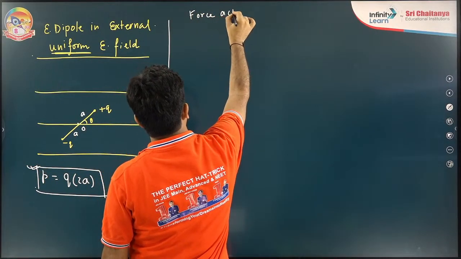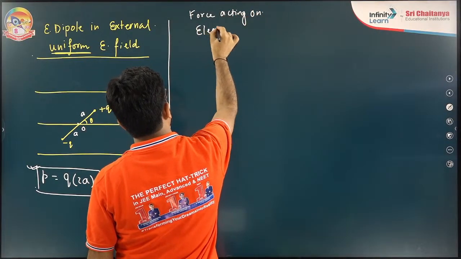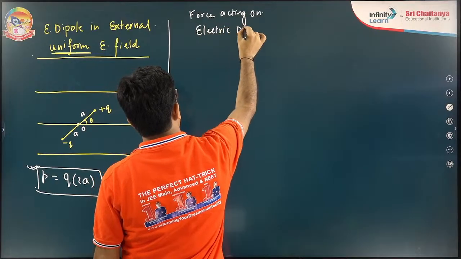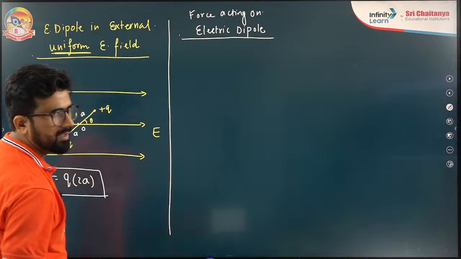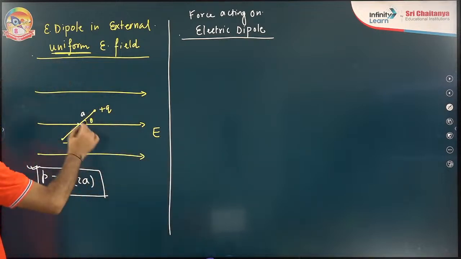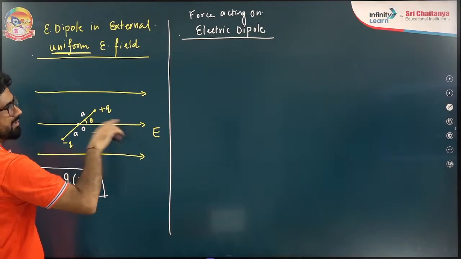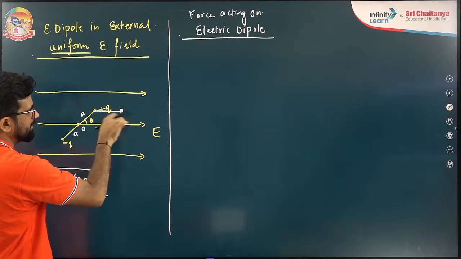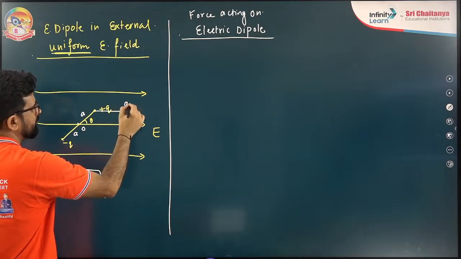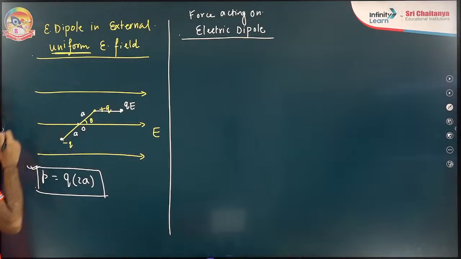Force acting on electric dipole, beta. This is the minus Q, this is the plus Q, and this is the field. On a positive charge, the force would be in the same direction as the field. That means QE force is acting. Similarly, on the negative charge, the force will act opposite to the E direction.